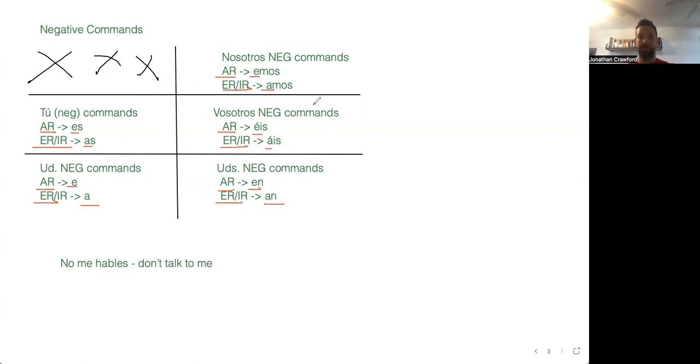But the vosotros commands, remember the regular present tense for vosotros, it has the áis and the éis and the ís. So like habláis, you guys speak, habláis. If I say don't speak, I say no habléis, no habléis. Or if I say vosotros escribís, you guys write, I say no escribáis, no escribáis.